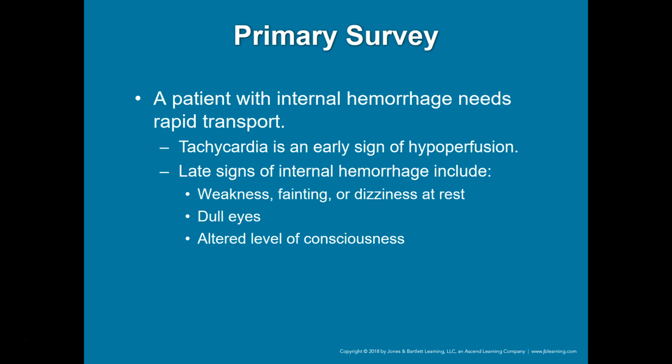A patient with an internal hemorrhage needs rapid transport. Like we've talked about 5 or 6 times now, we're not able to treat those internal hemorrhages necessarily in the field. We're definitely not able to stop them. So by learning our early and late signs of shock, going back to shock, we can identify an internal hemorrhage, and we can get them the only thing that's going to fix them, which is laying down in front of a surgeon.